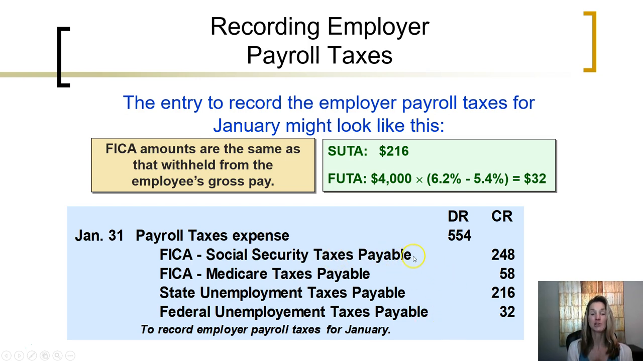So here is the matching of the employee's Social Security and Medicare taxes, as well as the employer's unemployment taxes they have to pay on behalf of their employees. So we can see that the employer actually records 2 journal entries with every payroll. The journal entry to record the payment to the employee, as well as the journal entry to record the employer share of payroll taxes.